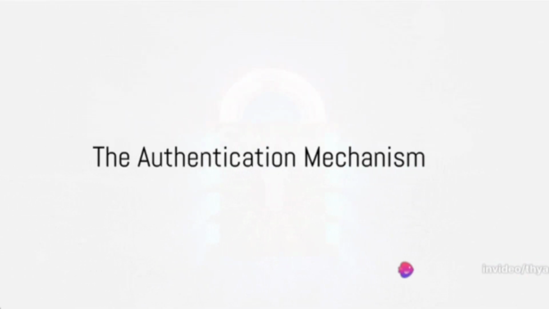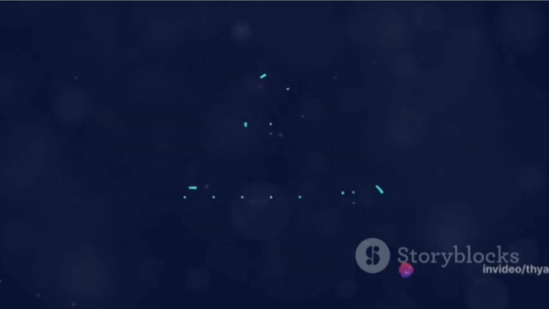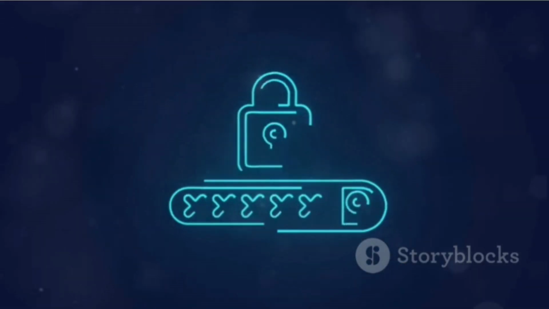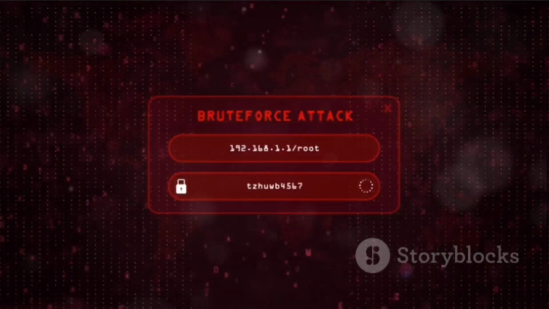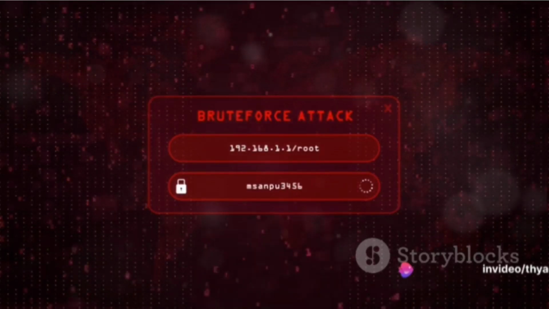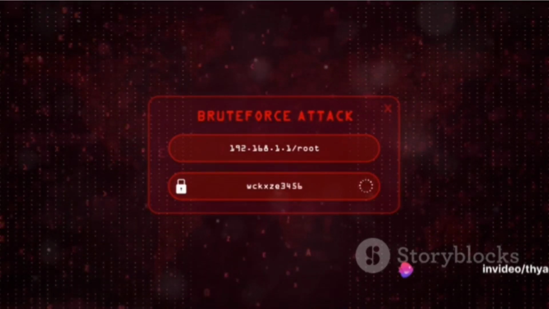Item 1. The authentication mechanism. This is where we test for weak or predictable passwords, improper session management, and authentication bypass vulnerabilities. For instance, a web application that allows password inputs of less than 6 characters could be a potential target for brute force attacks.